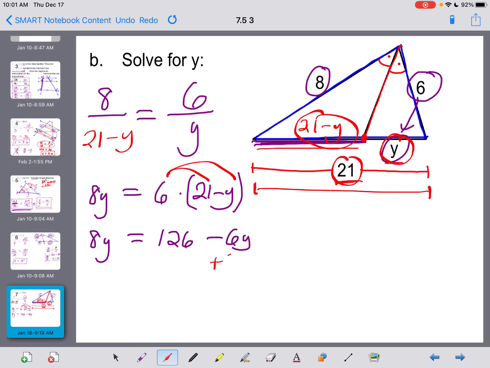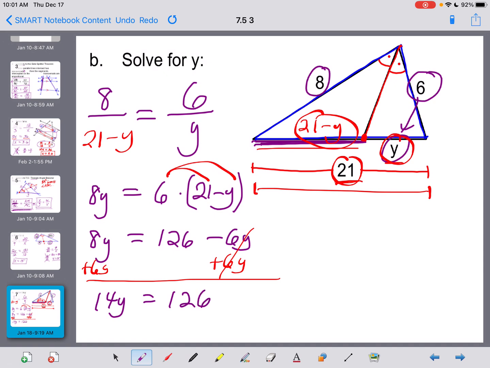We are going to add a 6y on the right, and then we have to balance that out by doing the same thing on the left. So those cancel. We're going to get 14y is equal to 126. And of course, we're going to divide both sides by 14. Those cancel, and we get y is equal to 9.